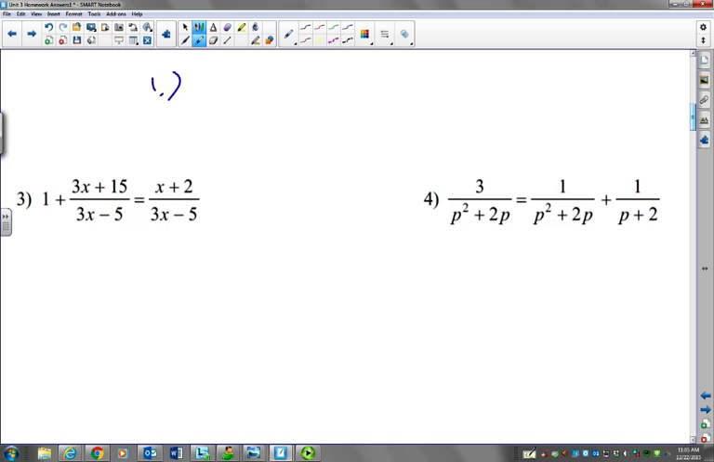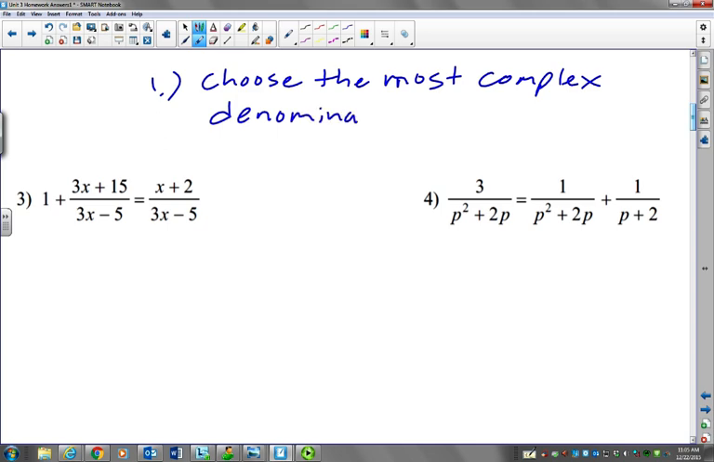Step number 1 is to choose the most complex denominator, or in other words, the least common denominator, the LCD. Anyways, choose the most complex denominator. In our case, it's just 3x minus 5 right here. The most complex over here would probably be that one. And so we need all three of them to have 3x minus 5.